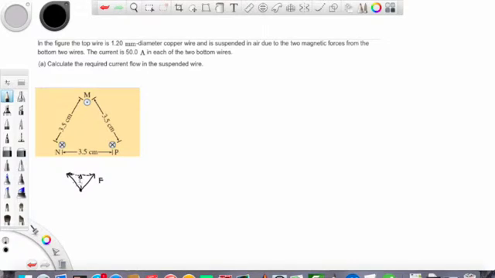So this angle here would be the same angle as seen from here. So that's 60, that's 30, so that also will be 30. So therefore the vertical component of 1 repulsive force Fv would be F times cosine 30.